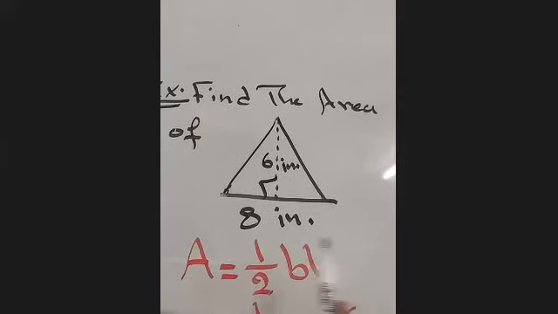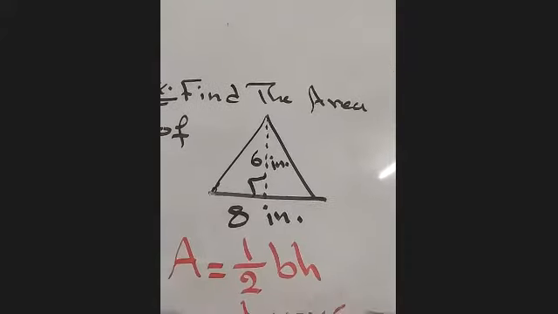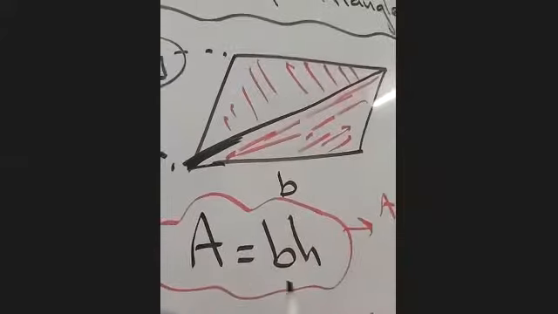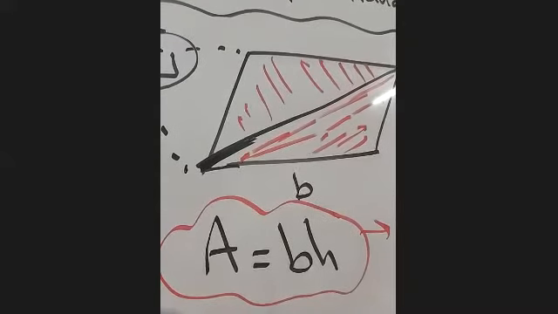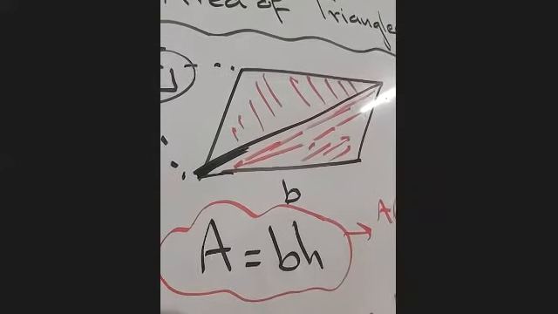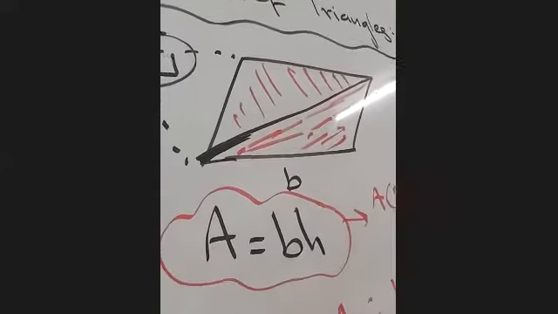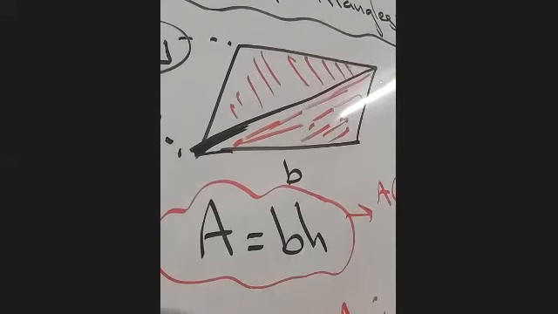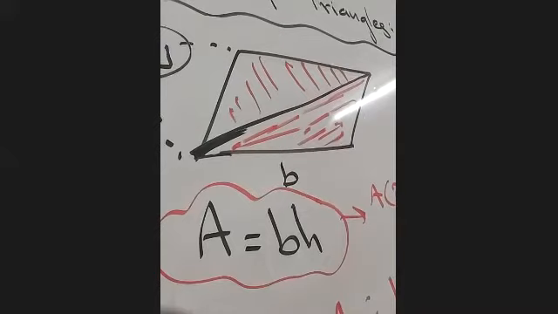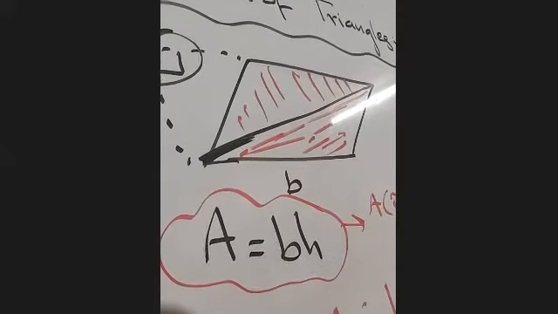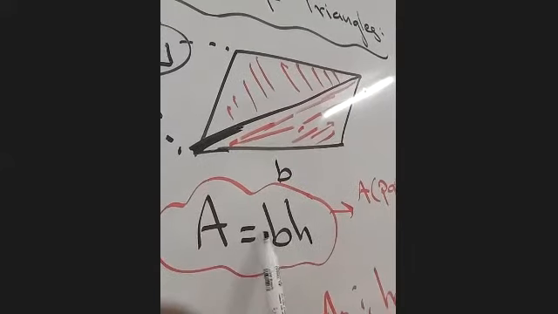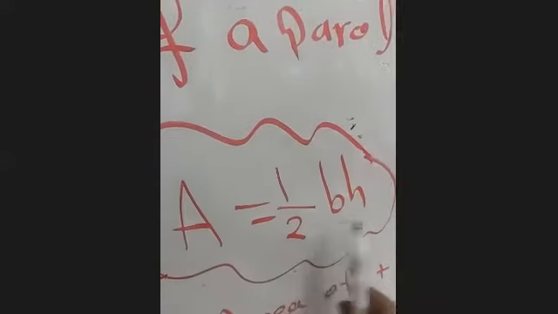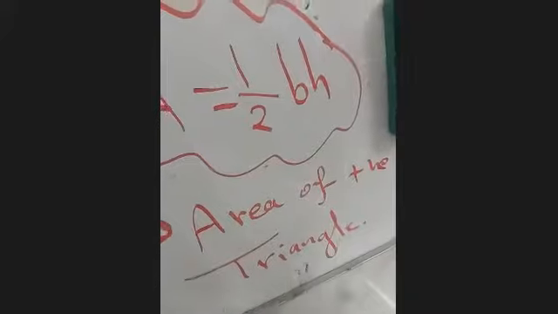Now this formula is for what? For a triangle. This formula is for what? For the rectangle? No. For what is this formula? For this. What do we call this? Parallelogram. Now, the half of the parallelogram is a triangle. See, BH for the parallelogram, half BH for what? For the triangle.